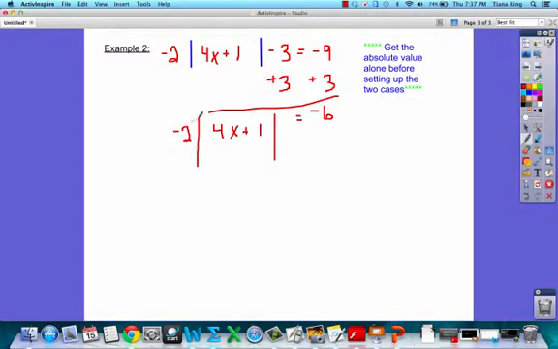Okay, and that equals negative 6. But we still have this negative 2 here that we don't want. So there are two choices for you. You could distribute the negative 2, which will make the numbers bigger, or you could actually divide negative 2 on both sides, which is what I'm going to do. So we divide both sides by negative 2.